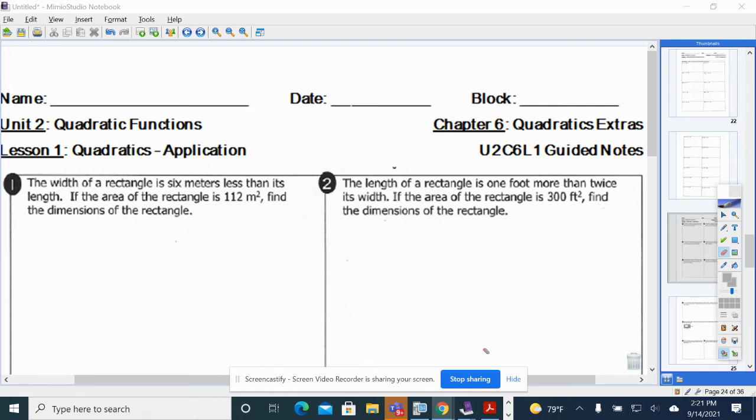This video is on Unit 2, Chapter 6, Quadratics Extras, Lesson number 1, Quadratics Application. In this lesson, we are going to be focusing on word problems centered around quadratics. So we're going to use what we learned in Chapter 5 to solve a quadratic once we get these equations set up to solve and answer each of these questions. So let's look at question number 1.